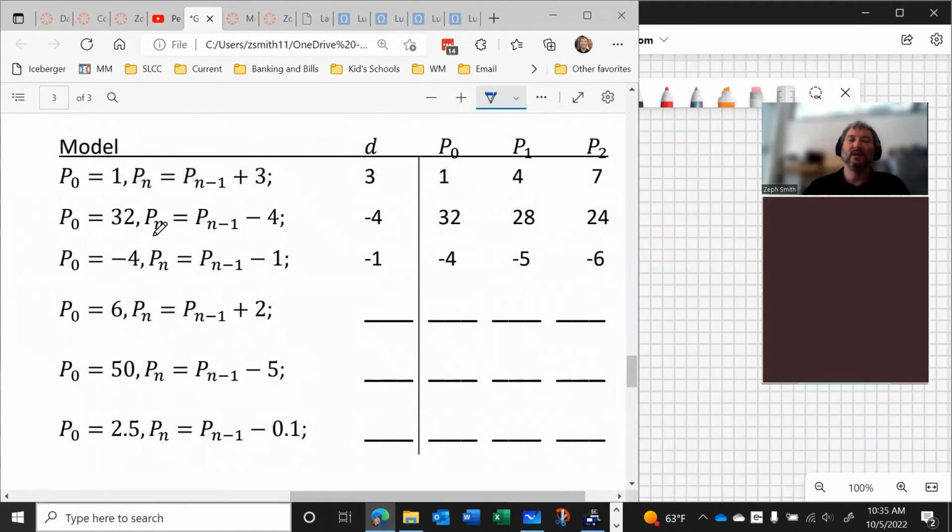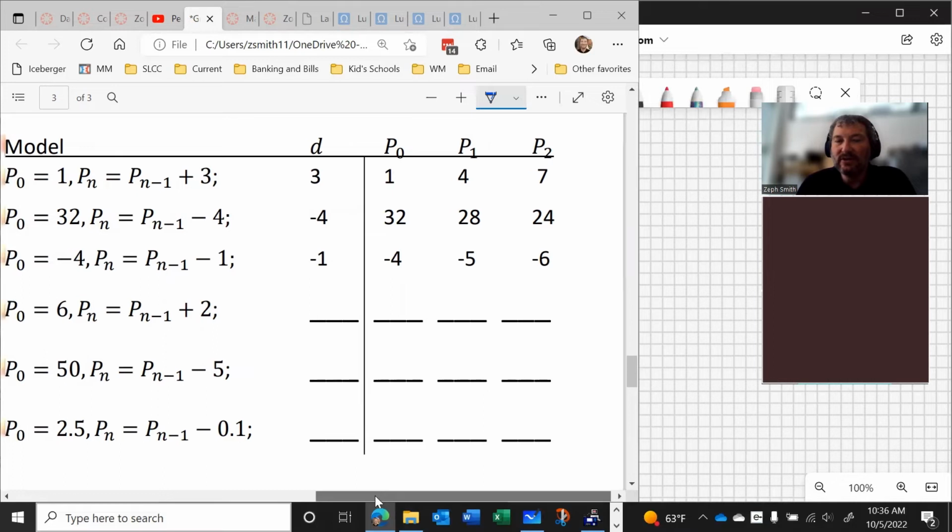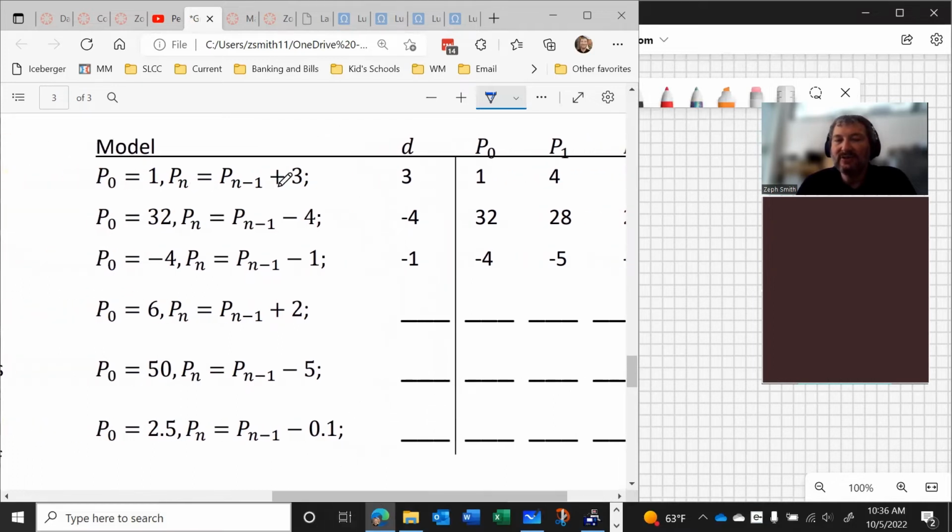There we go. So P sub 0 equals 1. To get to the next one, take the current one and add 3. Well, if we start out at 1 and we add 3, 1 plus 3 is 4. 4 plus 3 is 7. This is just an add 3 sequence. 1, 4, 7, 10, 13, 16, 19, 22, 25. We can add 3 all day long. That's not very hard to generate the pattern here. What's important is that you learn to recognize that these are linear.